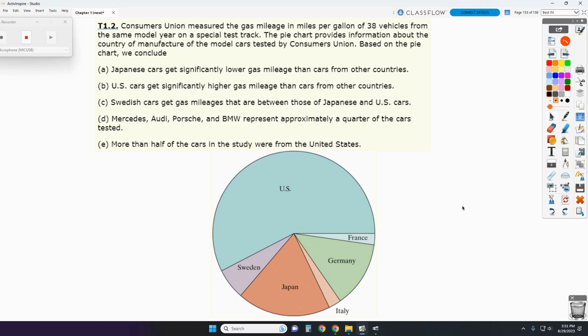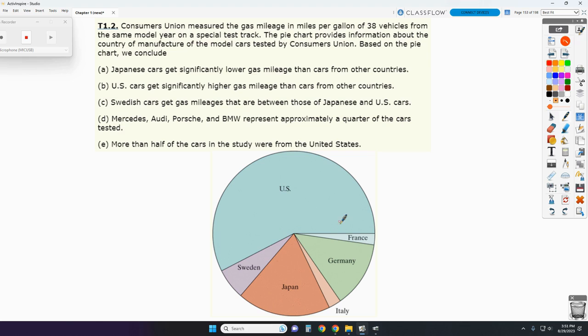Consumers Union measured the gas mileage in miles per gallon of 38 vehicles from the same model year on a special test track. The pie chart provides information about the country of manufacture of the model cars tested by Consumers Union. Based on the pie chart, we conclude, and so we're just going to have to go through these 5. There's going to be nothing like the last problem where we can start easily crossing off options.